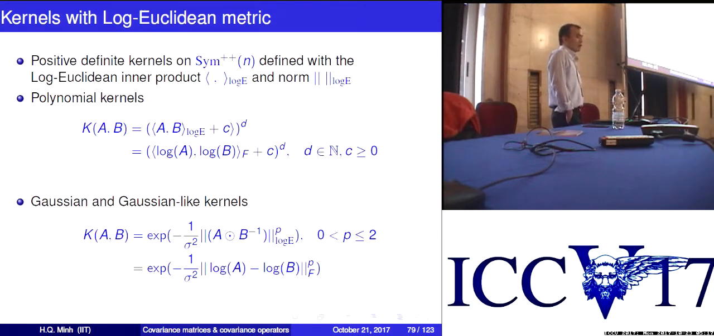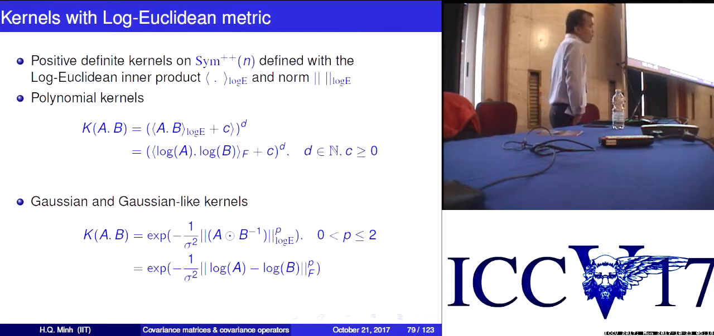So we can define the polynomial kernels on this space, just (⟨log A, log B⟩ + C)^D, where D is any natural number. And we can define the Gaussian and Gaussian-like kernels: the exponential of negative 1 over sigma squared times ||log A − log B||^P, where P can be between 0 and 2, actually. With P equal to 2, we have the Gaussian kernel. And with P equal to 1, we have something called the Laplacian kernel.